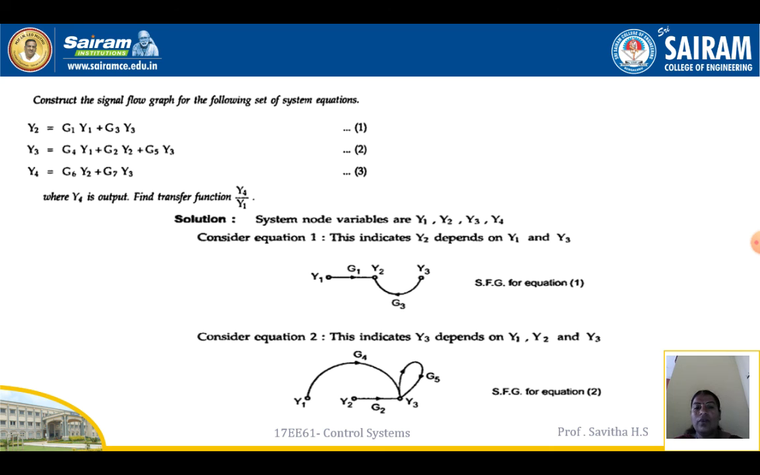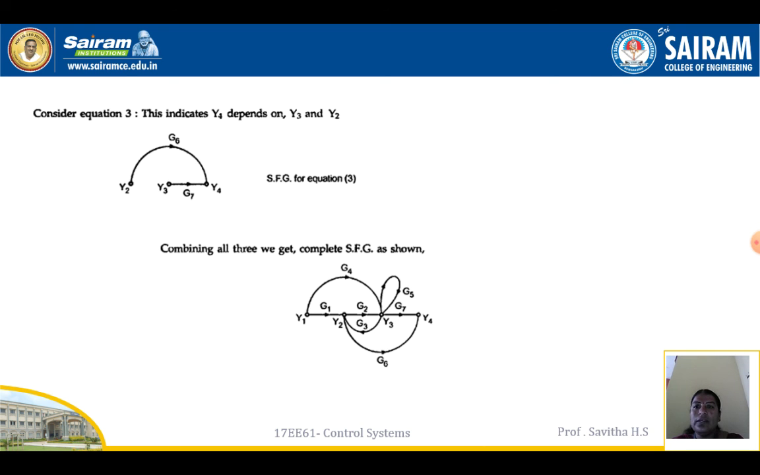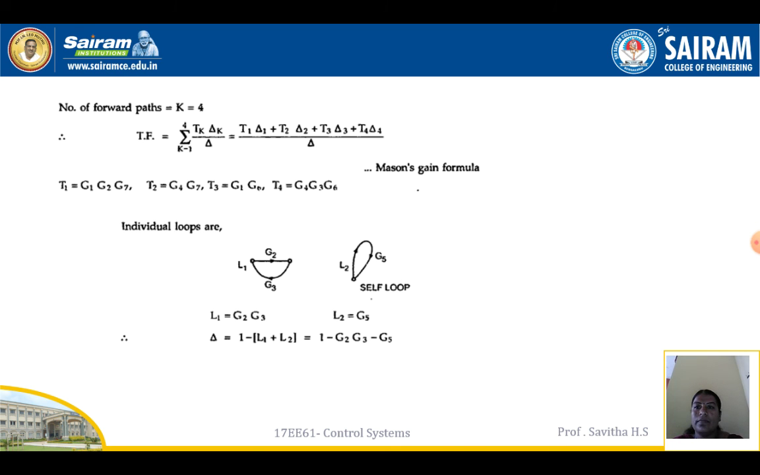The signal flow graph of equation 2 involves y1, y2 and y3. Three nodes we also need to consider. So between y1 and y3 it is g4, between y2 and y3 it is g2, and the individual loop at y3 is g5. Then for equation 3, between y2 and y4 it is g6, and between y3 and y4 it is g7. Combining all three, we get the signal flow graph.